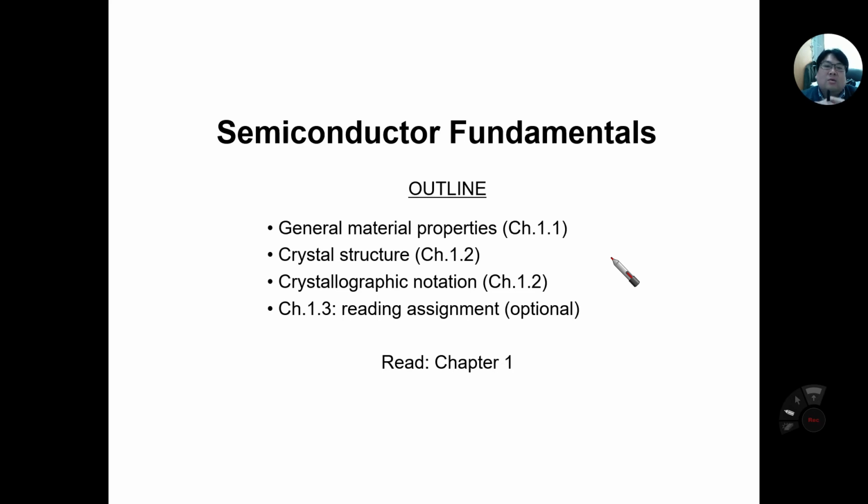Okay, so in chapter 1.1, we will go over some general material properties. For example, what is a semiconductor and how to understand resistivity and conductivity. Afterwards, we're gonna see some atomic structure for crystal material. First is polycrystalline and amorphous material, which is kind of non-crystalline material. Afterwards, we're gonna study some notation, how to describe a certain direction and plane in a crystalline material. Okay, so let's do that from now on.